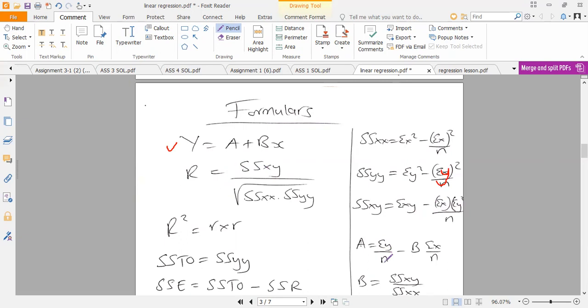Then how do we find the a, which is the y-intercept? You need to take note of these formulas. It is summation of y over n minus b times summation of x over n.